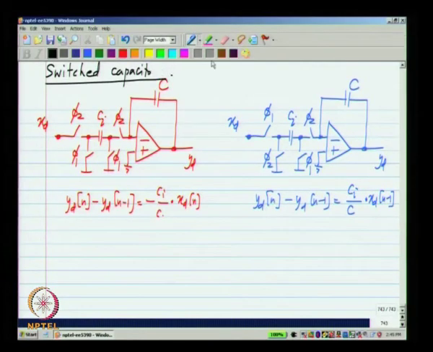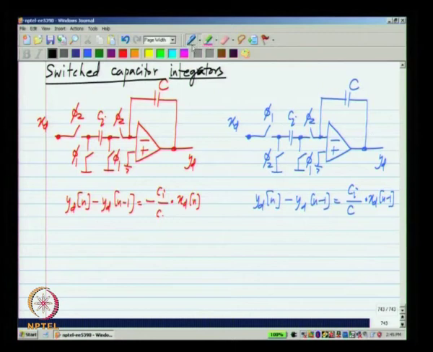Okay. In this case, if you connect a capacitor in feedback across an op amp and connect another capacitor to the input, what happens is, because of the virtual ground, the amount of charge change in the input capacitor will be equal to the amount of charge change in the capacitor connected across the op amp. That is the basic principle behind these circuits. And these circuits, because they implement integrators, are known as switched capacitor integrators.